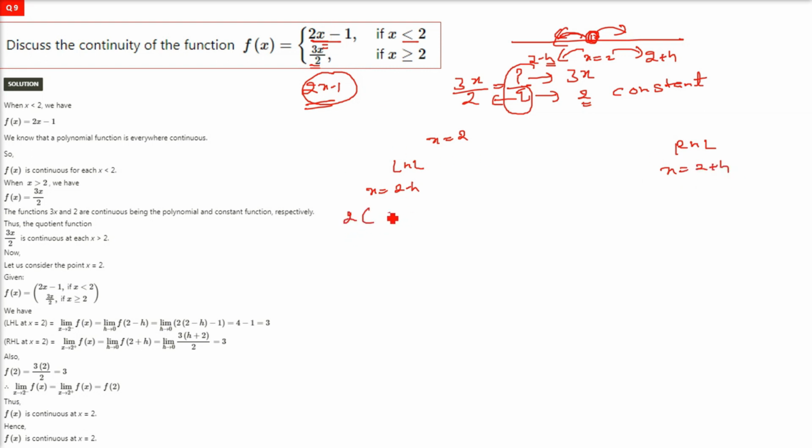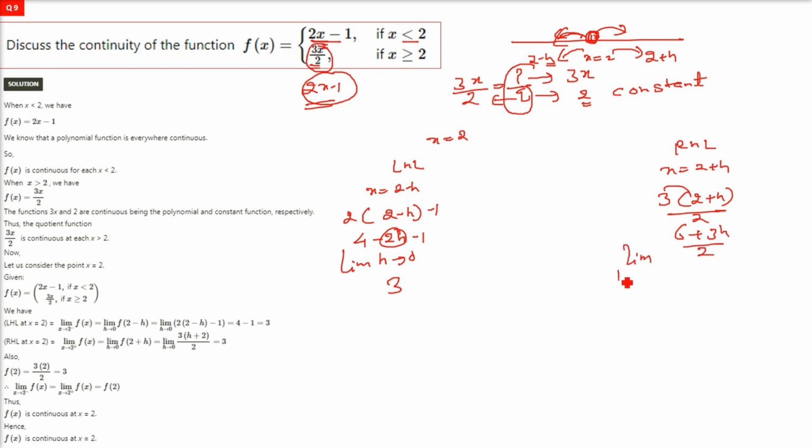So the first function is 2x minus 1. So x is 2 minus h, we will put here. So it will be 2 into 2, 4 minus 2h minus 1. Apply the limit, h tends to 0. So it will be 4 minus 1, that is 3. Right hand side, 2 plus h is there, and we are going to put it in 3x divided by 2. So 3 multiplied by 2 plus h, divided by 2. This is going to be 6 plus 3h divided by 2. So apply the limit here, limit h tends to 0. 3h is 0, 6 by 2 is 3. So what it suggests is the left hand limit and the right hand limit are equal.